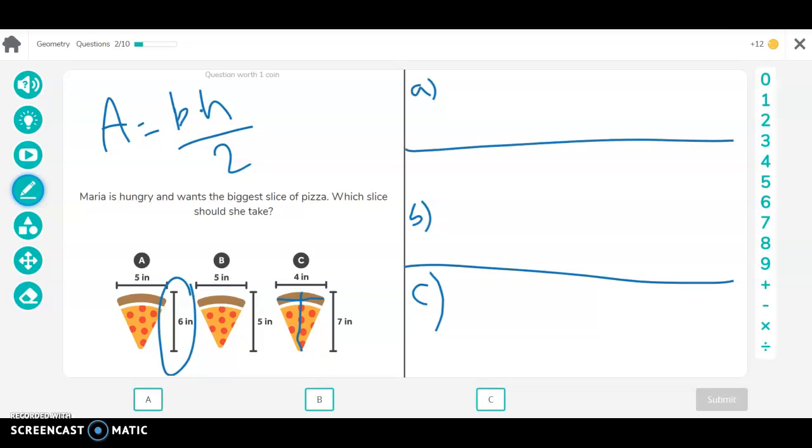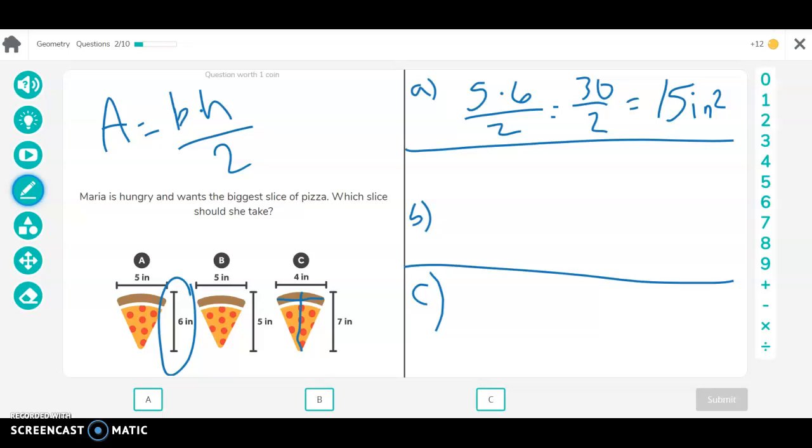Alright, so A, we have base is 5 times 6, which is the height, divided by 2. We get 30 divided by 2. Think of a clock. If you take 30 minutes and split it in half, you're going to get 15 inches squared for this particular piece of pizza.